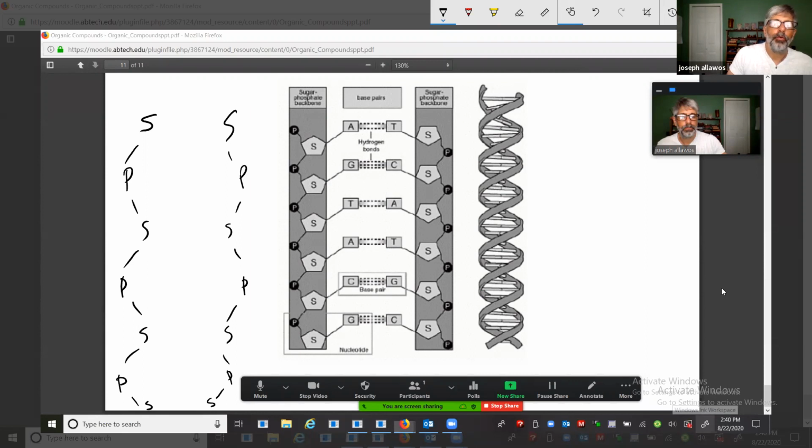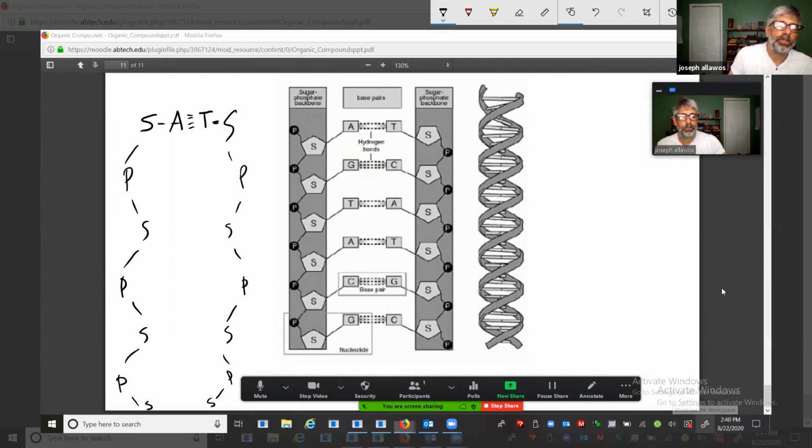And then what forms the rungs of the ladder? Here's the sugar phosphates on this side and the sugar phosphate on this side. And then the nitrogenous bases, there's one nitrogenous base on one side and one on the other. And there's a rule about the way that they stick together. If there's an A on one side, there's always a T on the other. Adenine and thymine always go together.